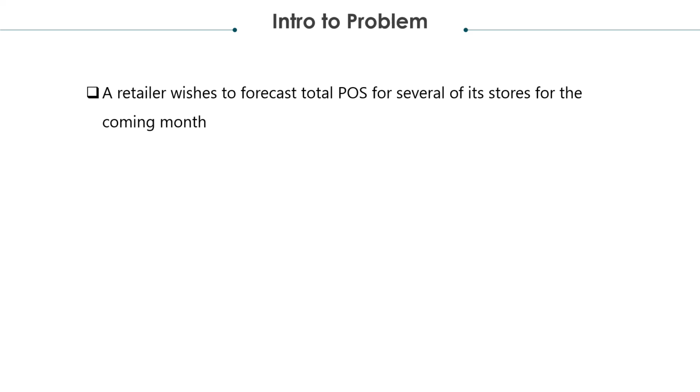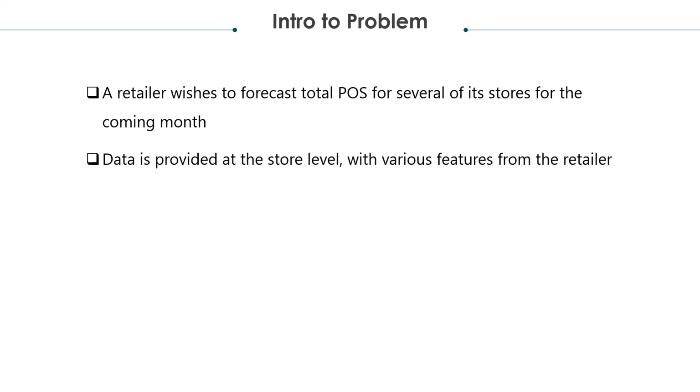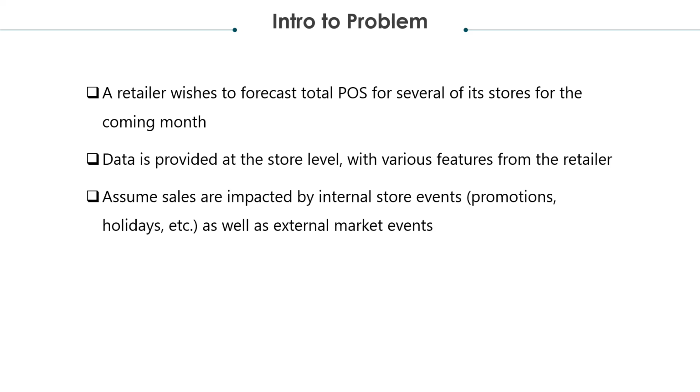First, here's an introduction to the problem. A retailer wishes to forecast total POS, which is point of sale, for several of its stores for the coming month. And so we'll be given data provided at the store level with various features from the retailer. We'll have the total POS value, which we'll see in a minute, which is just a sales number for the store, and then a handful of other features about the store.